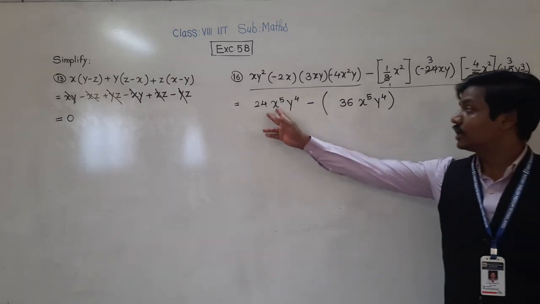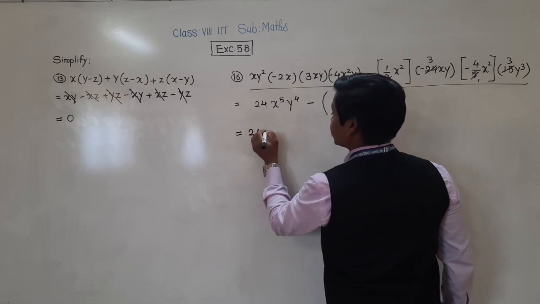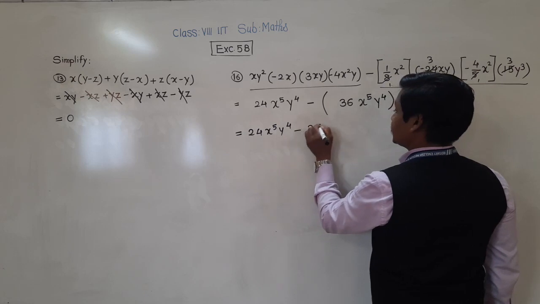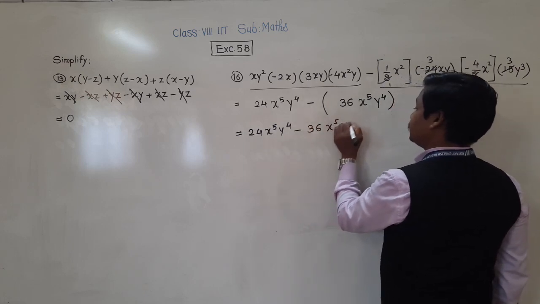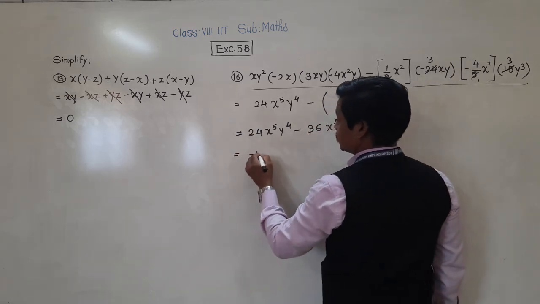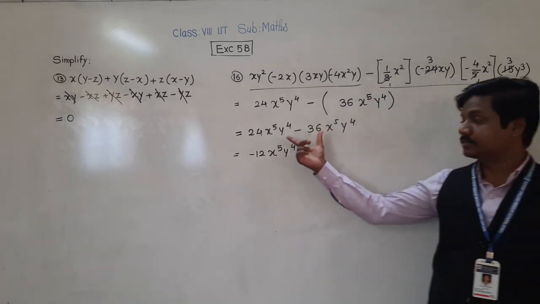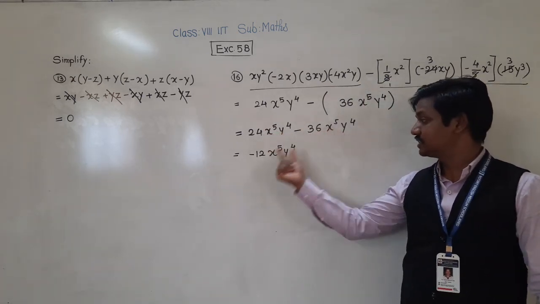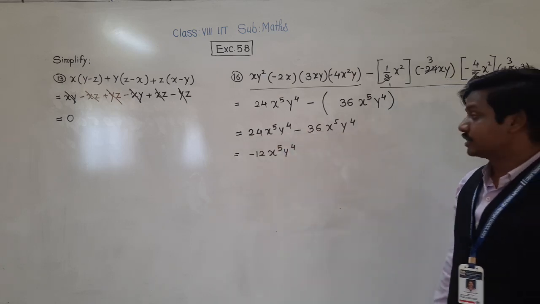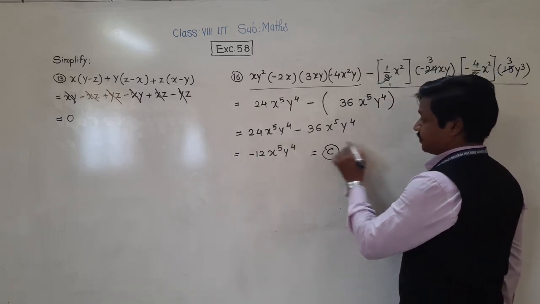That means these two are like terms, and since they are like terms, we can subtract them. So 24 x raised to 5, y raised to 4, minus into plus, minus 36 x raised to 5, y raised to 4. Now 24 minus 36, minus 12, x raised to 5, y raised to 4. Okay, this is subtraction, not multiplication. So for like terms, keep the literal part as it is and subtract only the numerical coefficient. Okay, so minus 12 x raised to 5, y raised to 4. That is option number C.